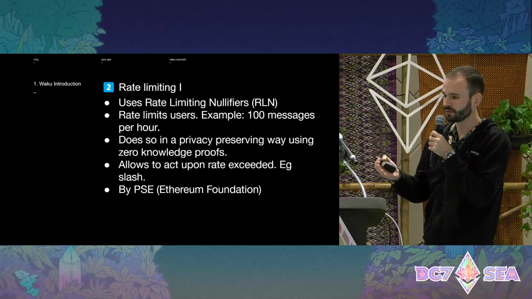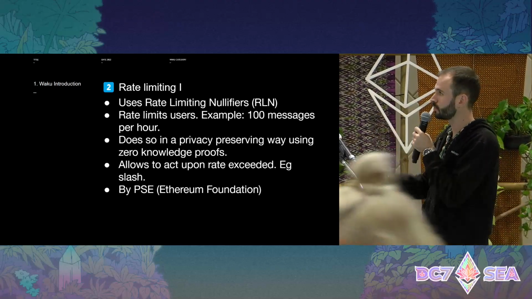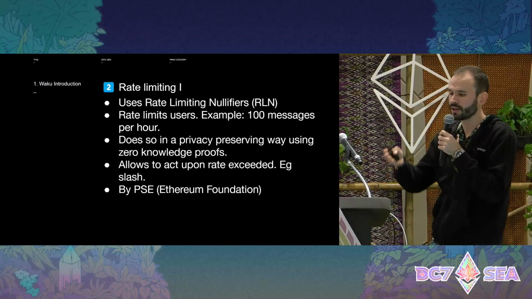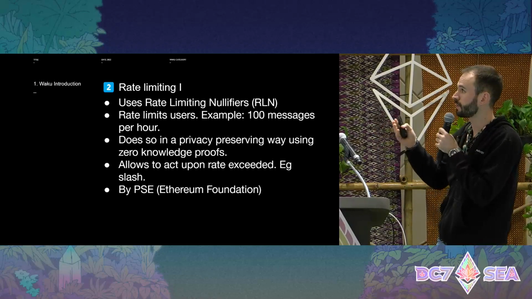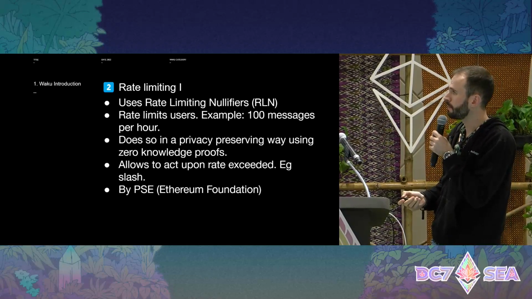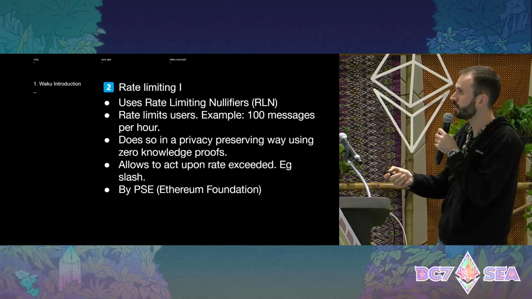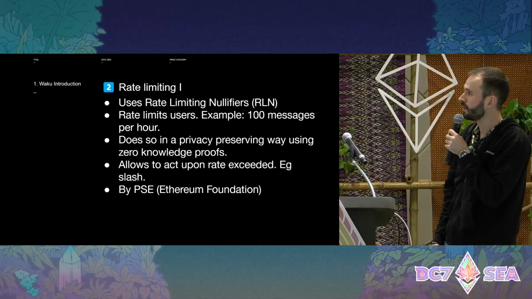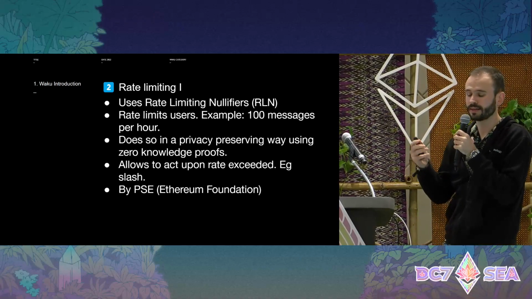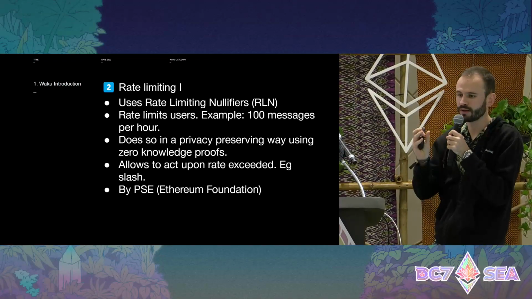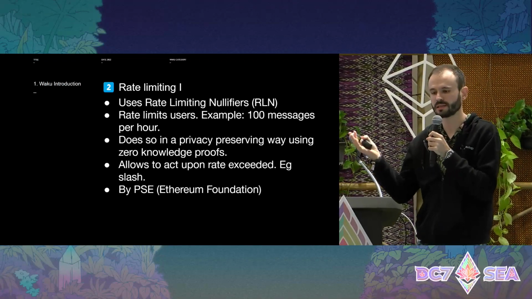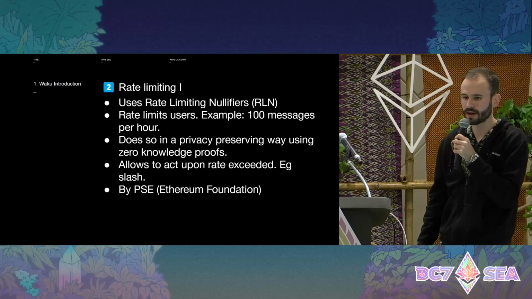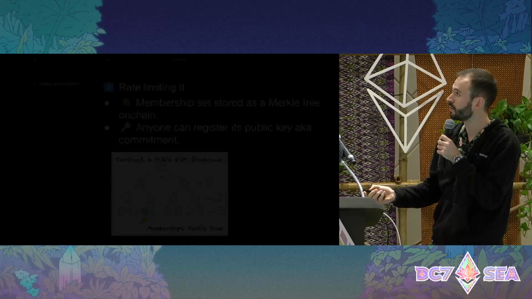Let's continue with the rate limiting. As I said before, we use RLN, rate limiting nullifiers, to rate limit the users. So a rate limit example could be: we allow a user to send 100 messages every hour. The cool thing about RLN is that it does so in a privacy-preserving way using zero-knowledge proofs. And we can also act upon the rate being exceeded. For example, if we detect that a given user has exceeded the rate limit, we can slash him or her. As I said before, this was initially started by the PSE at the Ethereum Foundation.